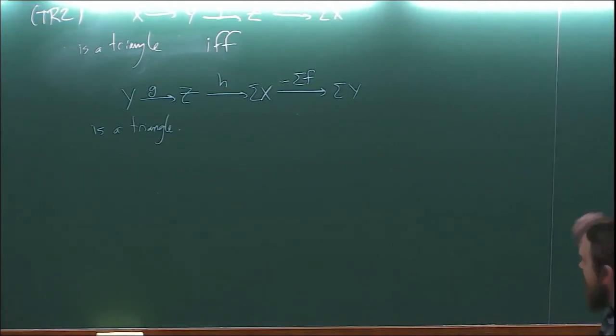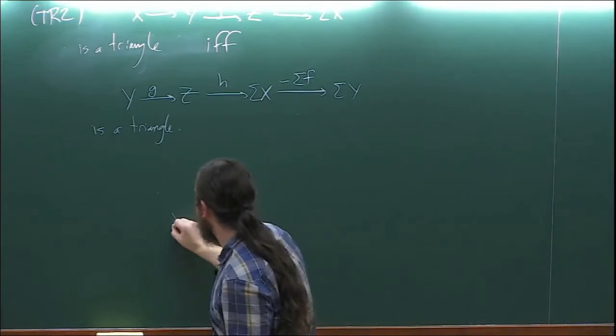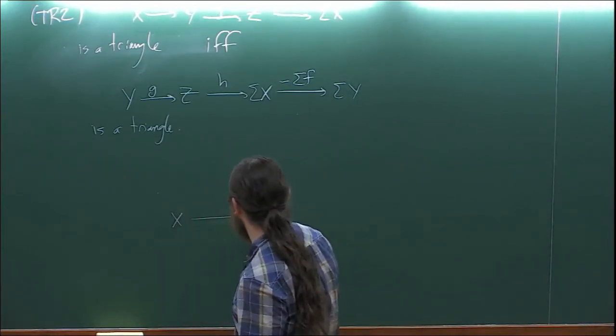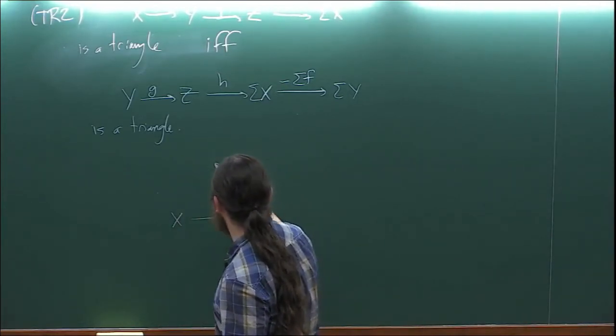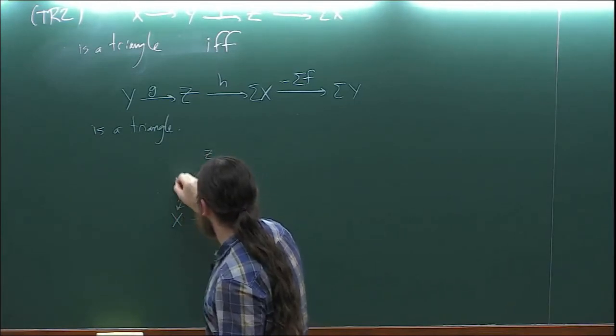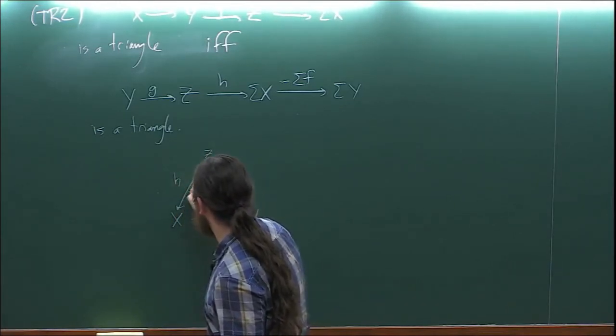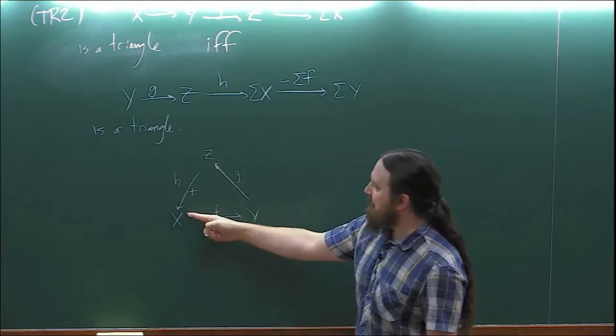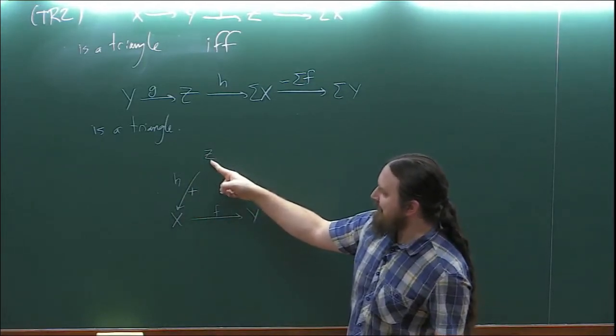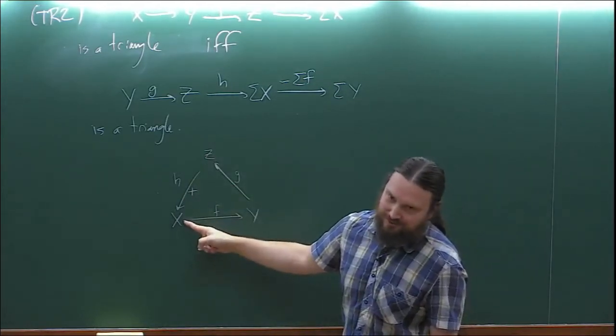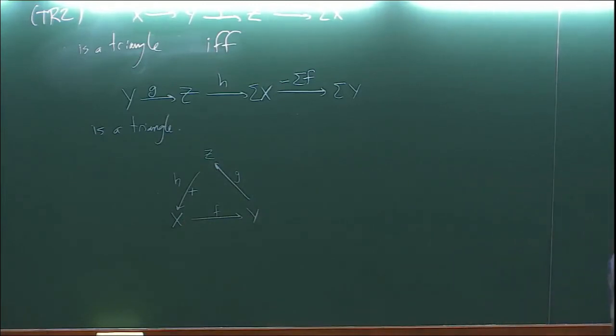Pictorially, sometimes people write triangles like this: F, G, H, and sometimes you put a plus here to make sure that we know that this is a morphism from Z to the suspension of X. Yes, sometimes I write this in this way, and sometimes I don't.